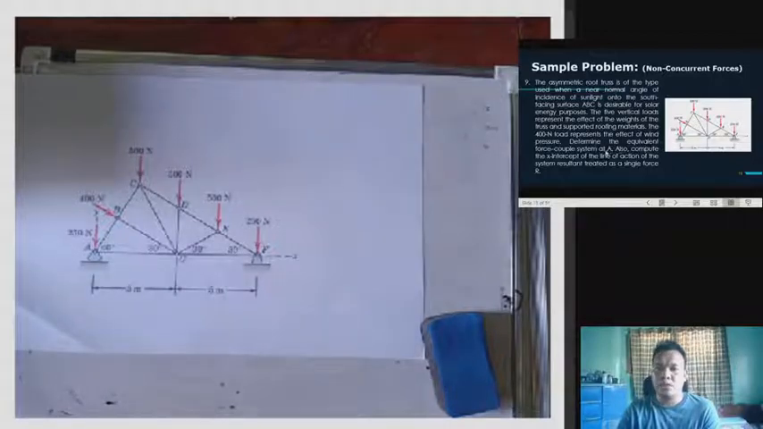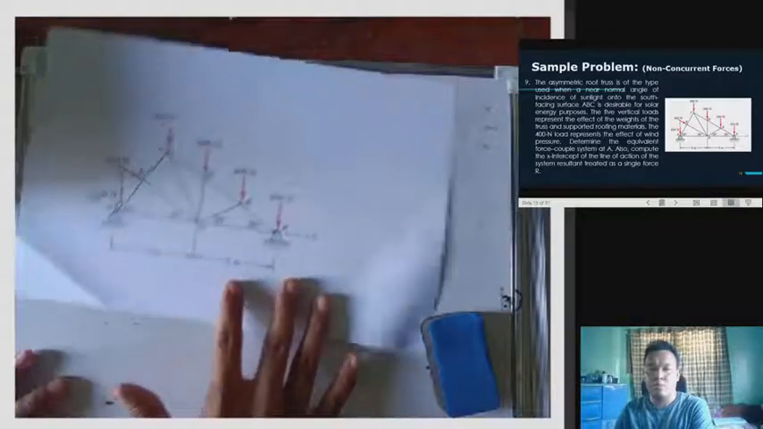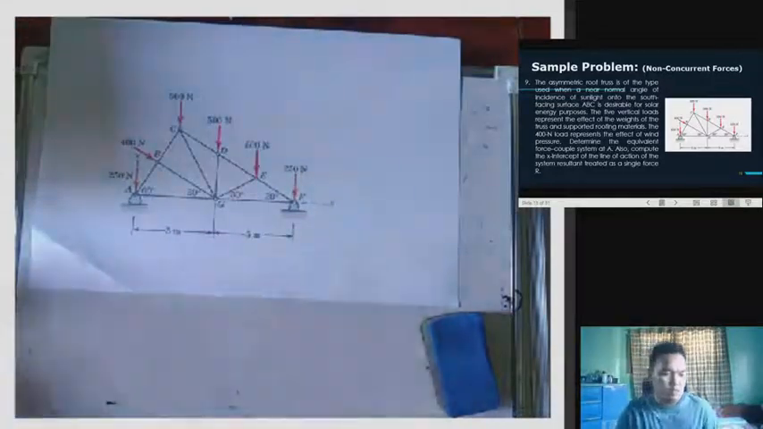Then, pinapahanap po sa atin yung moment at point A and also the resulting couple force dito. So, we have here this parallel force and this one na kung saan ay magkakaroon kayo ng concurrent force dito. Tinatawag siya na non-concurrent force kasi nga combination siya ng concurrent tsaka parallel force. So, from the given figure here, so solve natin siya.